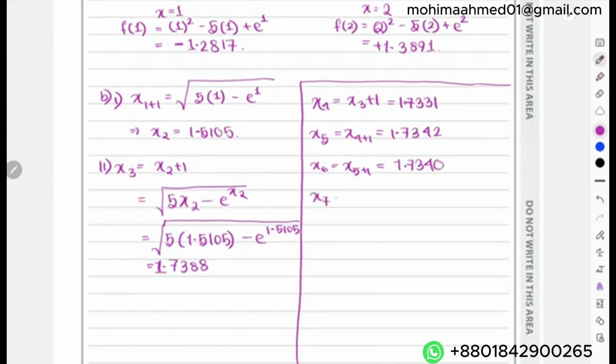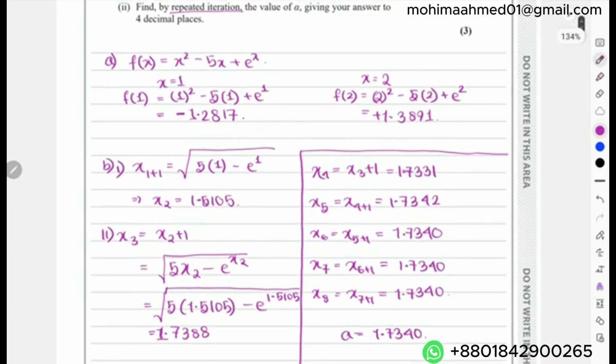So for x6, it will be x5 plus 1. Then you get the same thing, 1.7340. I know from the next other terms, you'll always get that 1.7340. So just for surety, I'll calculate one more, which is x7 plus 1, x8, and that will be again 1.7340. So the final value for A then will be 1.7340. So this is the value for your part A and B.